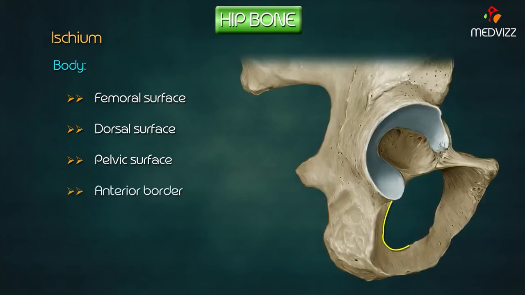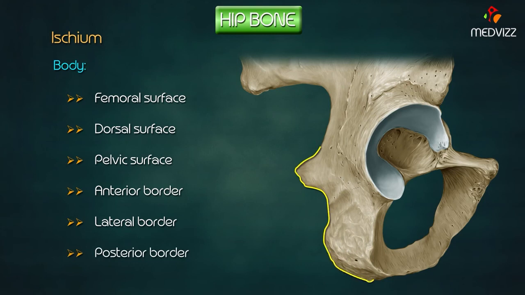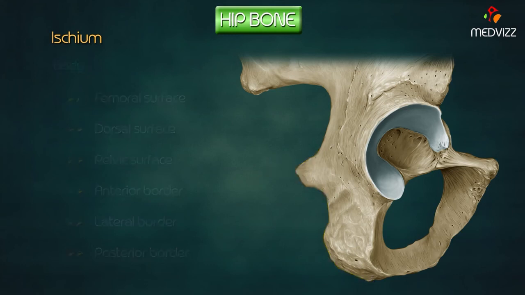The anterior border forms the posterior margin of the obturator foramen. The lateral border separates the femoral surface from the ischial tuberosity. It lodges the obturator externus tendon in the upper part. Posterior border is continuous above with the posterior border of the ilium and helps to form the greater sciatic notch. Ischial spine is a projection at the end of this border.